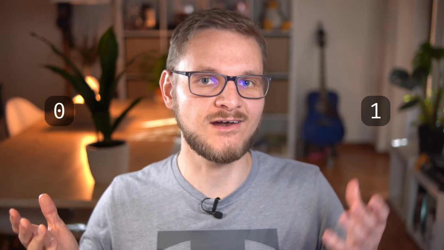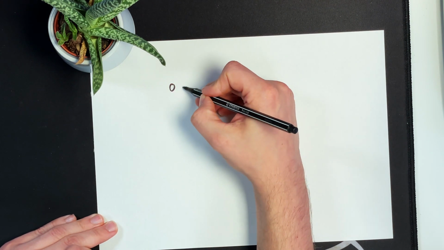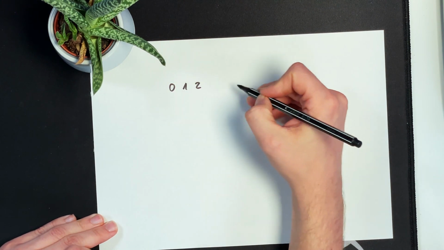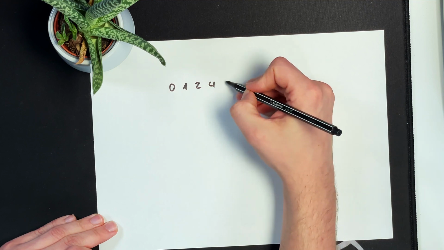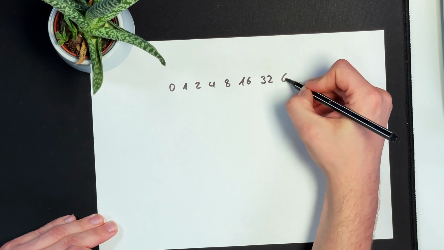But what do we do if we only have zeros and ones? We build a number system of base 2. So every digit represents not a 10 times higher range of numbers, but only a 2 times higher range of numbers. So our first digit would represent a 1, the second a 2, the next one a 4, then we have an 8, 16, 32, and 64.